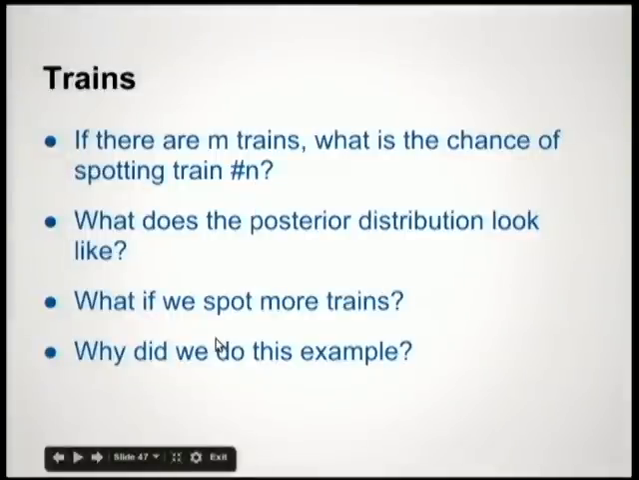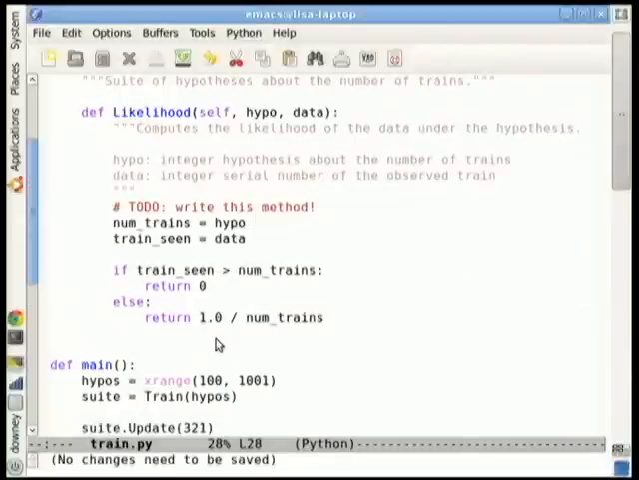So we answered the second question, which is what the posterior distribution looks like. What if we spot some more trains? Why don't you try it out with some different data? Again, one of the nice things about this Bayesian analysis is that if you can figure out how to solve the problem with one data point, usually you can just loop in order to handle more data points. So let's throw that in.